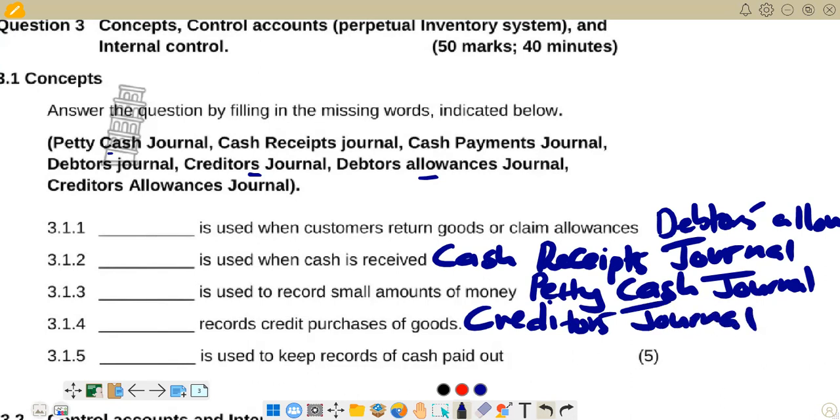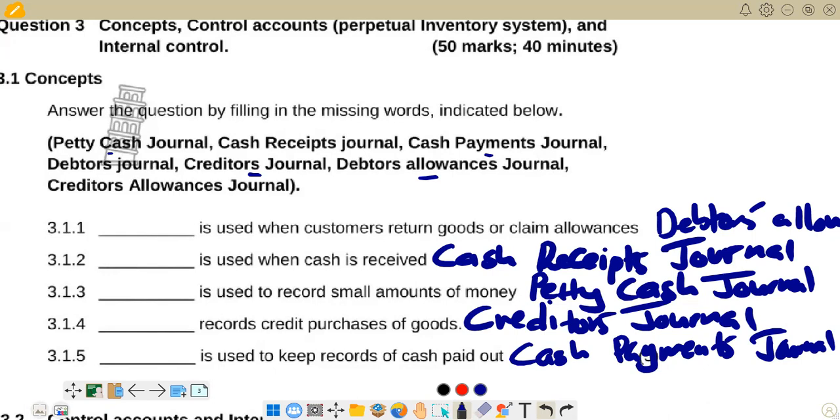Dash is used to keep records of cash paid out. So when you are paying cash, it means you are making payments. So obviously now we record them in the cash payments journal. So the cash payments journal becomes the last answer there. So this is the last one that we've got, 3.1.5.